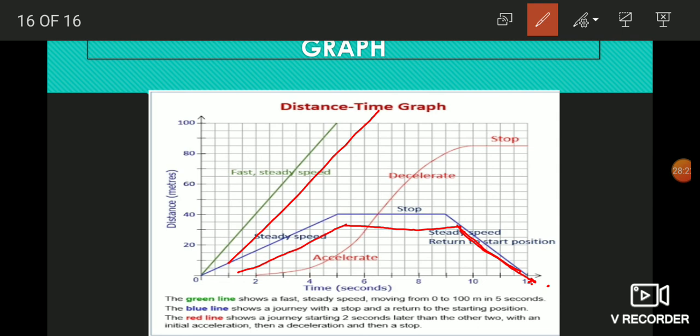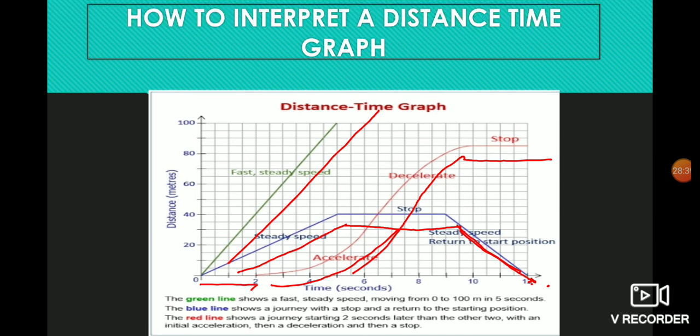See the red line. From 0 to 2, when all the others were moving, this was at 0. It was at rest. It did not move at all. Then it started to move, started increasing, and finally came to a stop. So this is how you interpret the graphs.